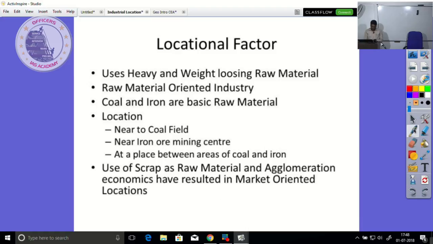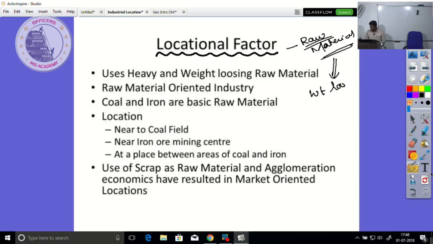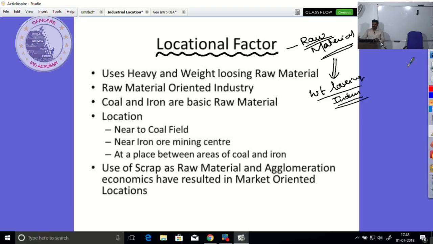Now, when I talk about the locational factor of iron and steel industry, at least we have an idea, as already we have discussed about this locational aspect. This is more of a raw material oriented industry, sir. For the simple fact, iron and steel industry is a weight losing industry. Both we have discussed, it uses very heavy and weight losing raw material. As is the case, we always say that it is a raw material oriented industry.